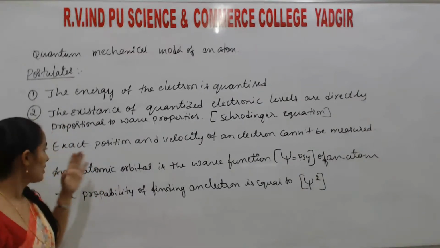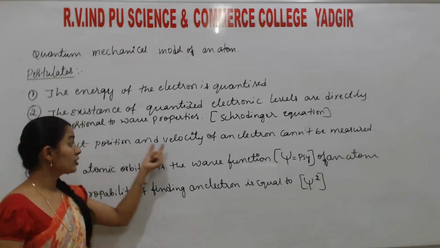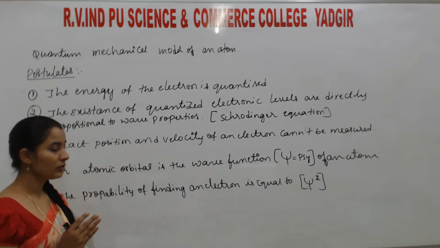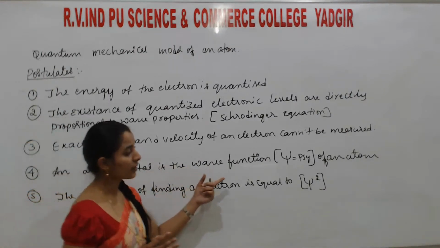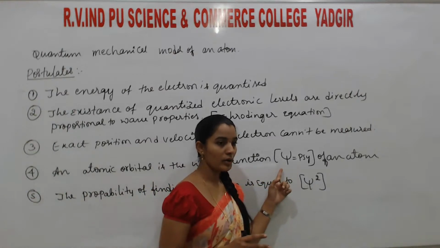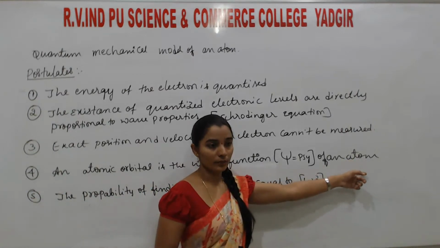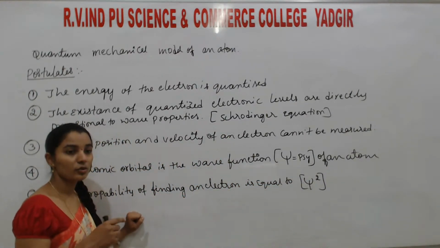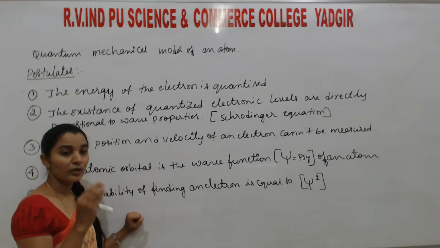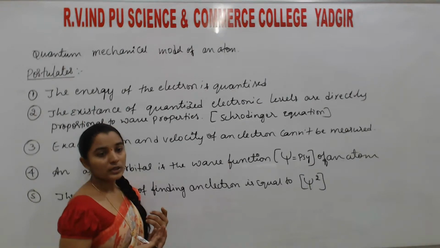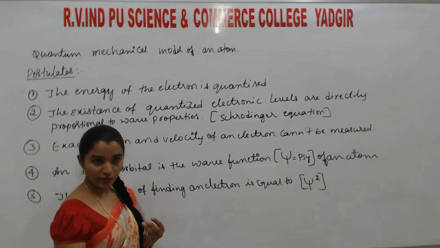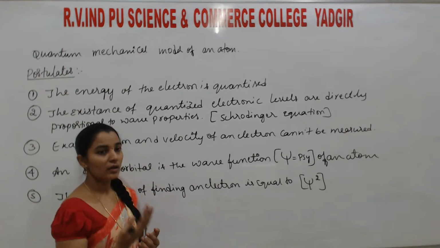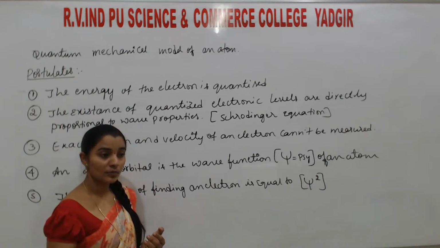Understood? And the next one is, as I told you, the uncertainty principle: the position and velocity of an electron cannot be measured exactly. Understood? Next, an atomic orbital is the wave function psi. That is represented by what? Psi. This is the wave function of an atom. And the probability of finding an electron, as I told you, is where that electron is present. You know, the electrons are present in the s orbital, p orbital, d orbital, f orbital. That is the probability. In the classification I told you what s block elements are: the last electron enters into the s subshell or s orbital.